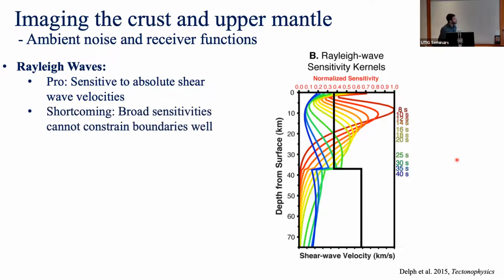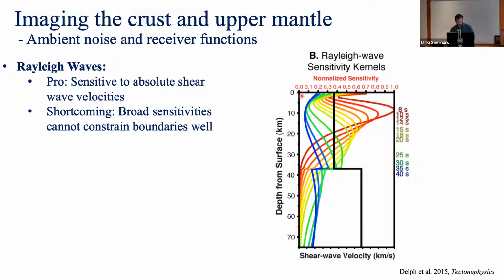Now, the shortcoming of this methodology is that these Rayleigh waves have very broad sensitivities to shear wave velocity as a function of depth. What you're seeing here are the sensitivity kernels of these different Rayleigh waves. Let's say for a Rayleigh wave with a period of 8 seconds, you get a velocity that's sensitive to the average shear wave velocity between about 5 and 25 kilometers depth. So if there's any velocity discontinuity in that depth range, you're not going to see it well using these Rayleigh waves.